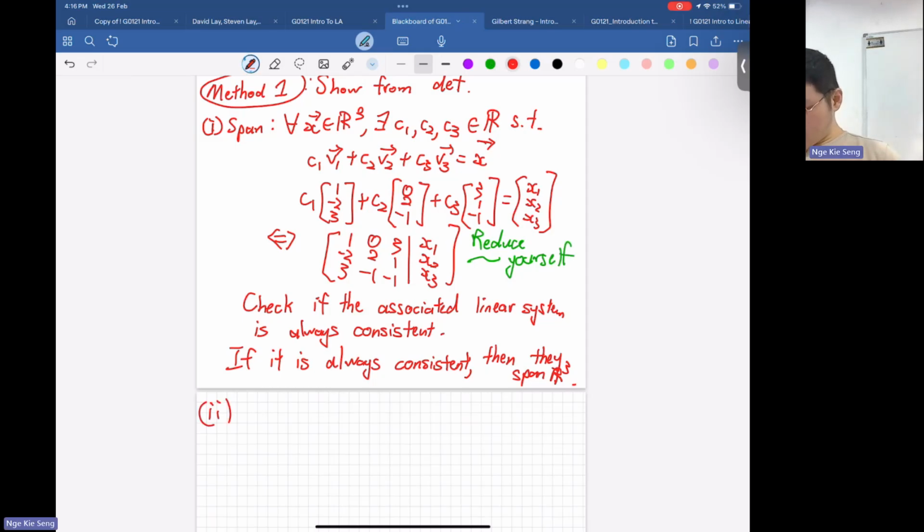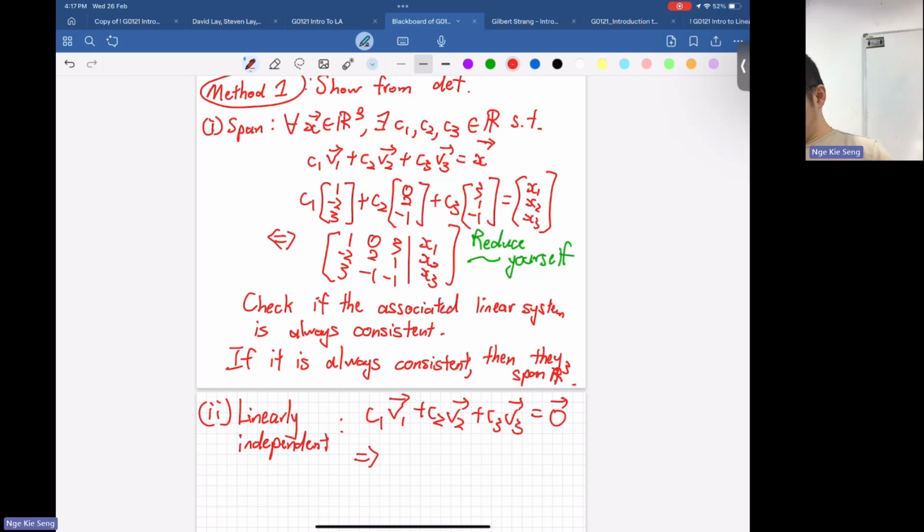How about the second one? How to check linear independence? The question is asking around the same vector equation, but instead of a random x, what's the specific x you need to look at? 0, very good. When it equals 0, if and only if the 0 solution is the only solution. Meaning you need to check that there is a pivot in every column.